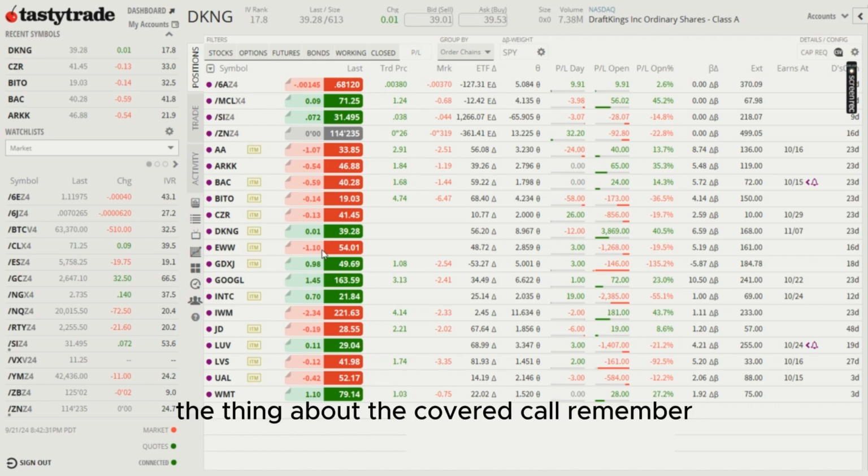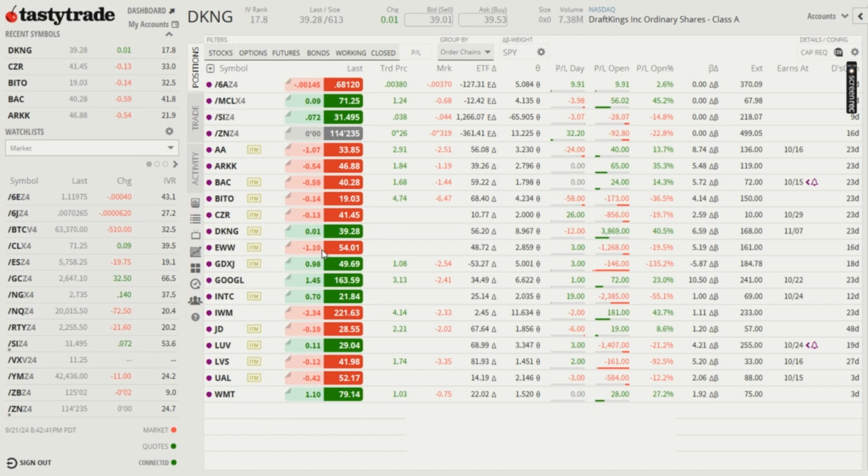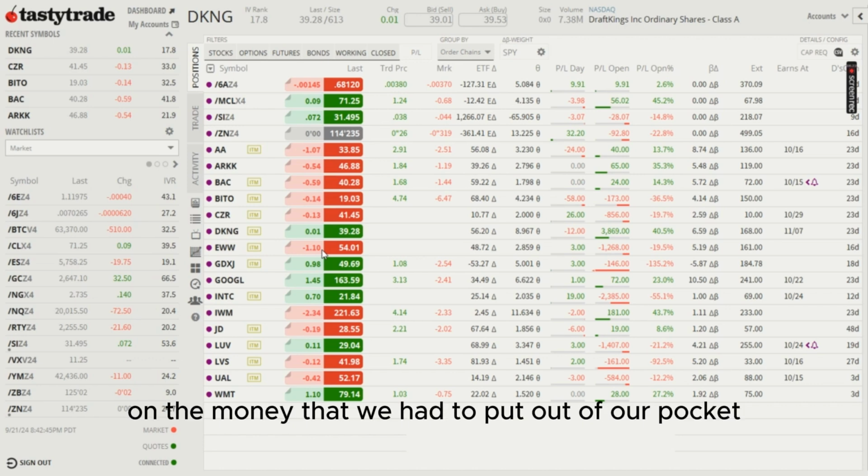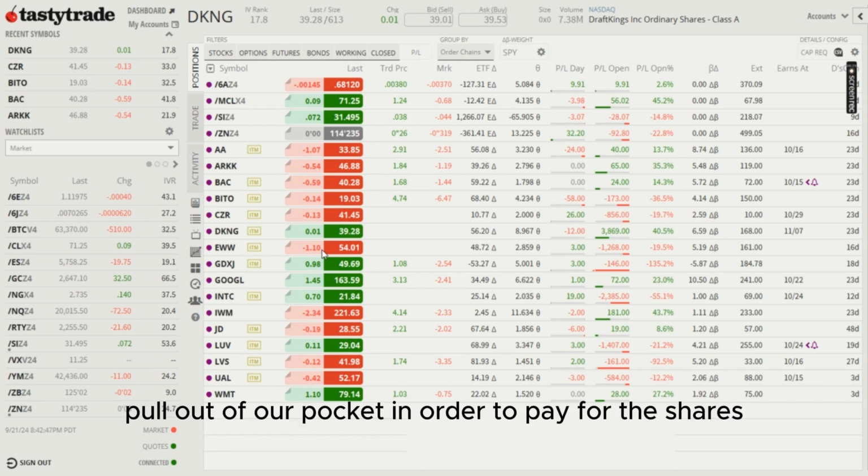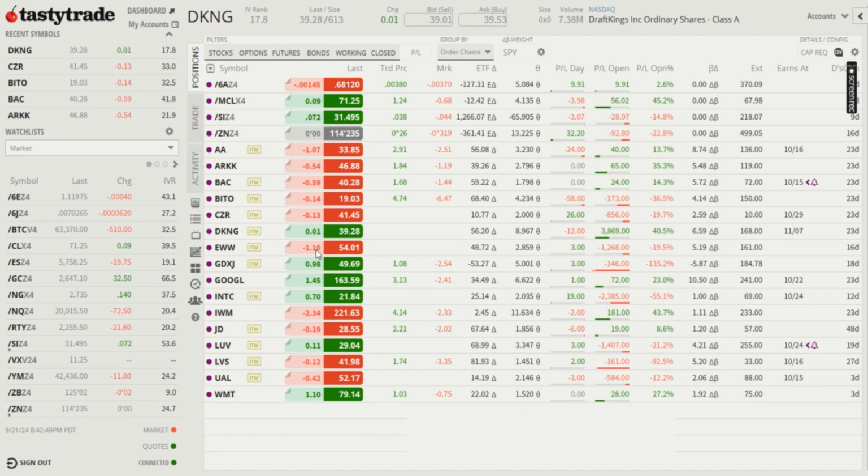But again, the thing about the covered call, remember, is that we are bullish. And the purpose of having that covered call once we do get assigned is to reduce the cost basis on the shares that we had to take in, on the money that we had to pull out of our pocket in order to pay for the shares.